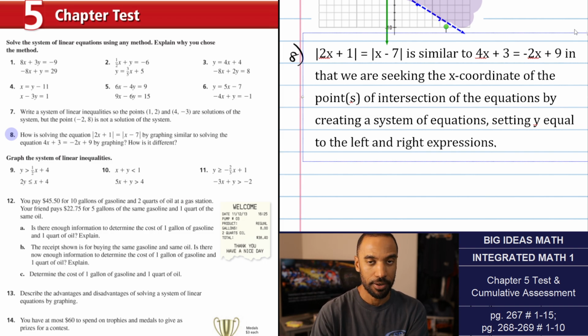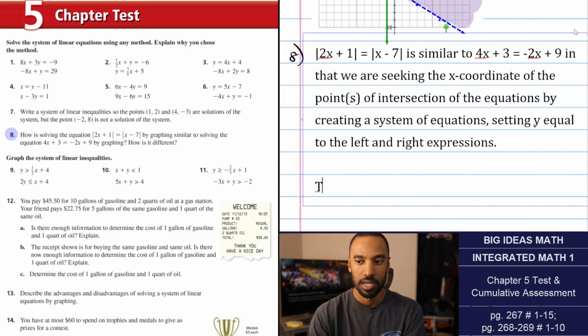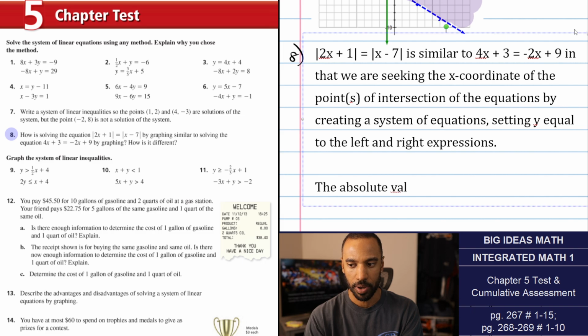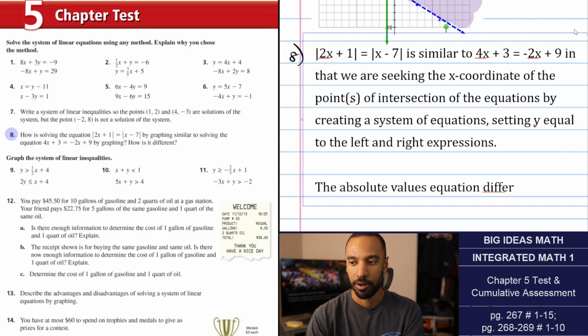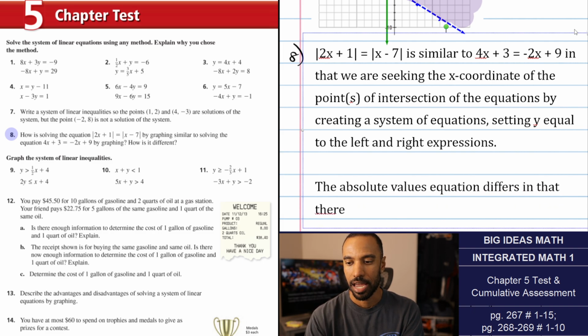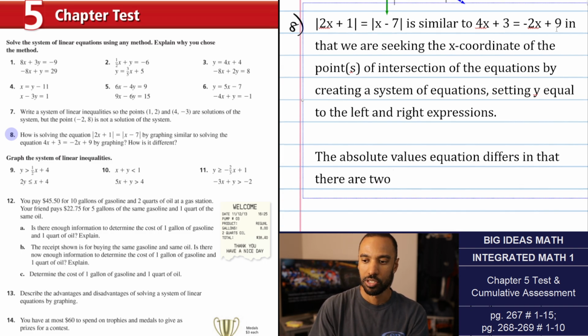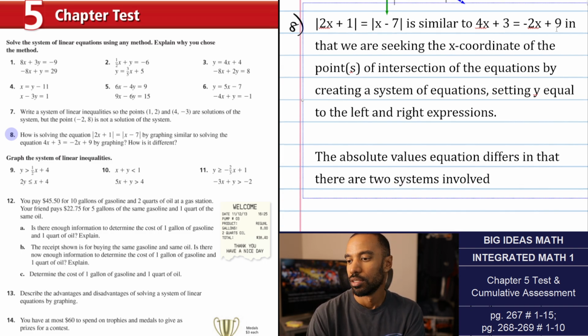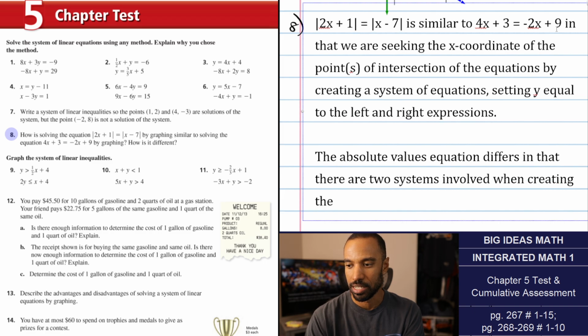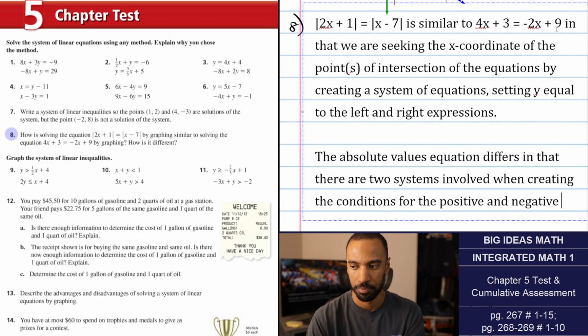Now, where they're different is in the absolute value portion. The absolute value equation differs in that there are two systems involved when creating the conditions for the positive and negative versions of the absolute value.